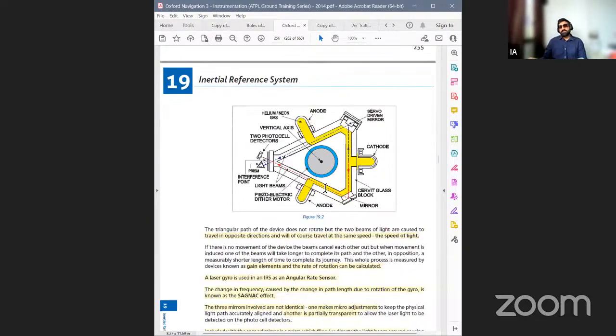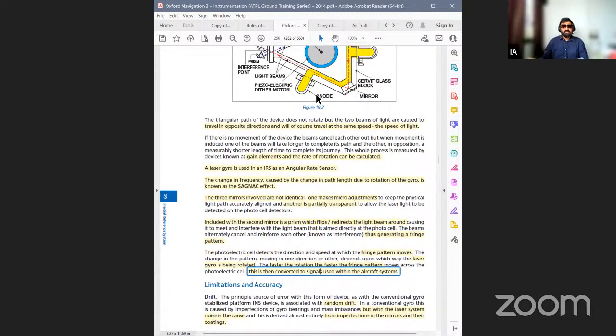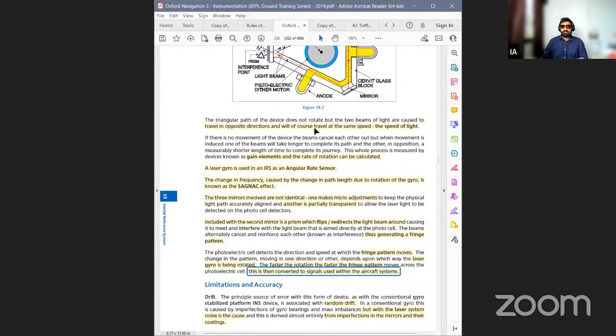So that's what a ring laser gyro is. It has helium neon gas, two anodes, one cathode, two mirrors. One will be used to make micro adjustments. Another is transparent for the absorption by the photocells of the light waves sent. And a dither motor is to prevent lock-in in an RLG. Sagnac effect is the change in frequency due to the change in length of the light emitted.